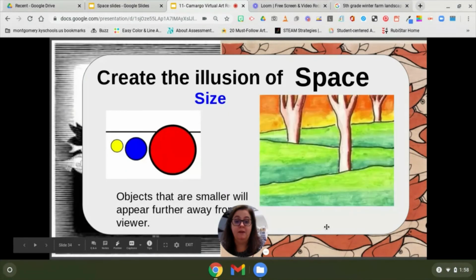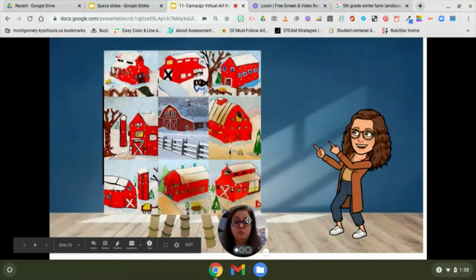Another way to create the illusion of space is by size. So again, the same picture shows placement and size. It's got objects that are closer to us, they're lower in the picture, and higher in the picture, and then there's the size of the objects. The trees are smaller as they go back into the distance. So we try to create that illusion of depth or space by the size of the objects we draw.